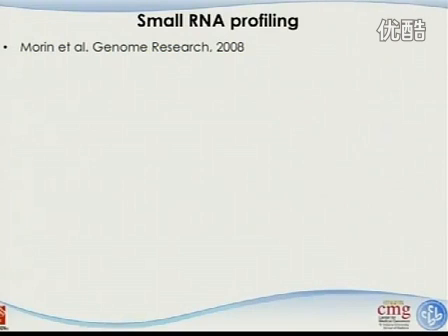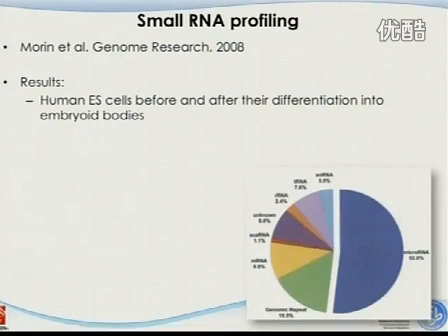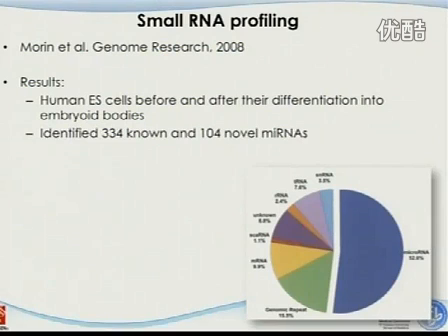Okay. Another major application is small RNA profiling. I think this is the first paper published about small RNA profiling. What they did is they used human embryonic stem cells before and after differentiation into embryoid bodies. What they concluded is that 52% of the RNA molecules they identified are actually microRNAs. And of course, there are some other RNA species.